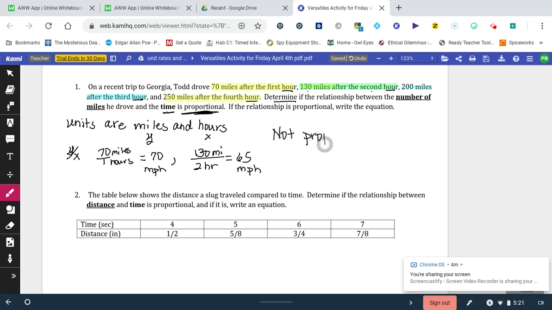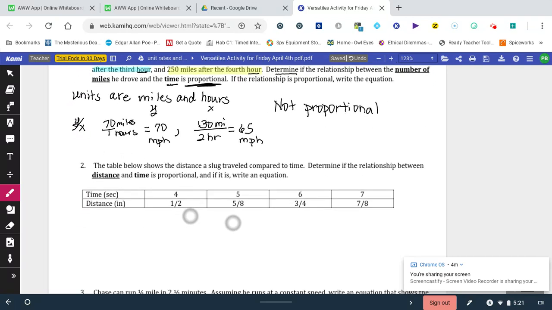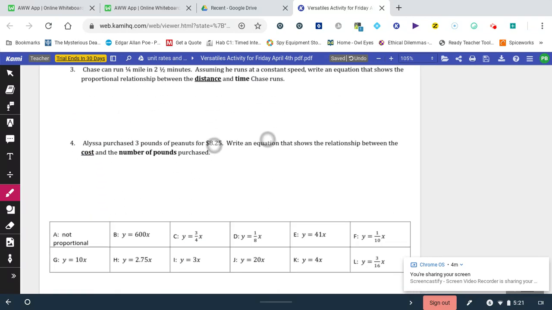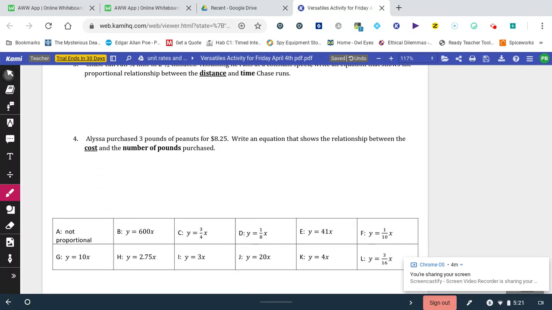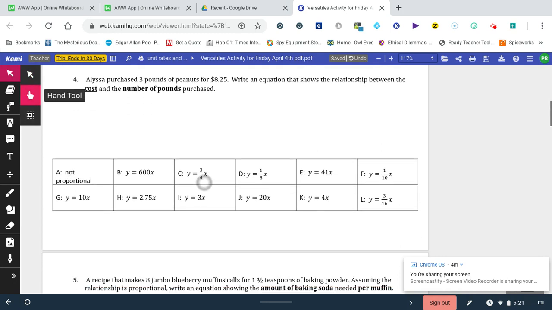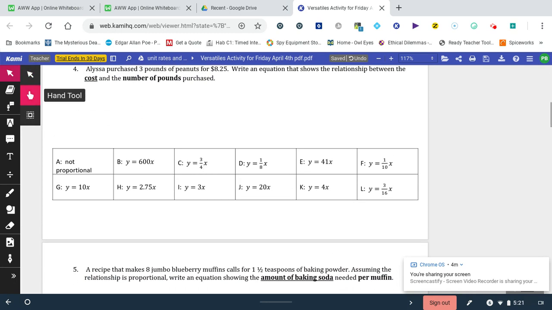So this is not proportional. Now there's a key at the bottom of each page, and this is what you're going to do. Let's see if I can just use this hand to toggle. Okay, go to the key. Your key's right in here. This is your key, this whole box. Look for something that says not proportional. That's going to be A.